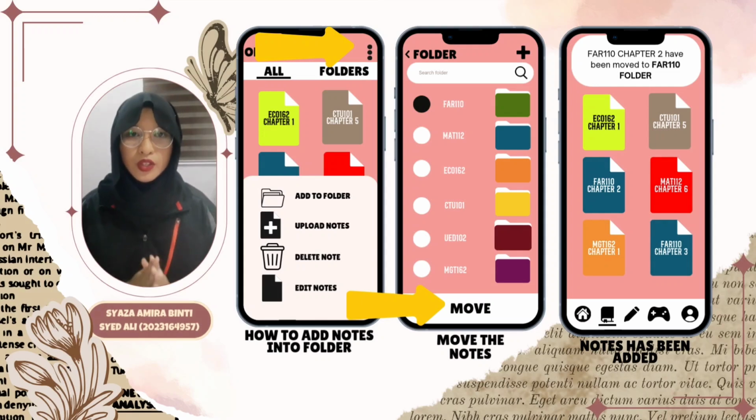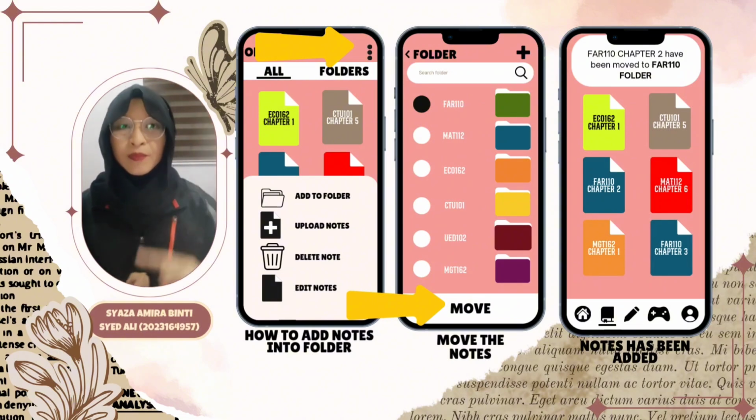So how can our user add notes into the folders? Just follow this simple step. First, the user needs to press the three small black vertical dots on the top right of the screen. A pop-up window will show up, giving our user the option to add notes into the folder, upload notes, delete notes, and edit notes.